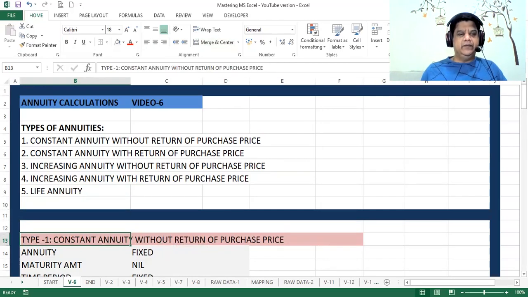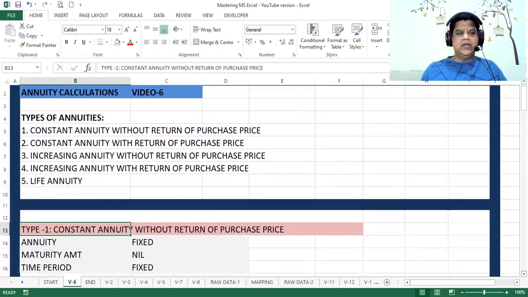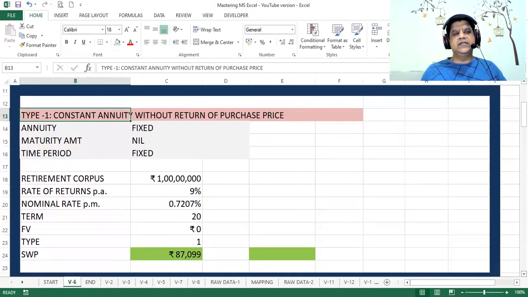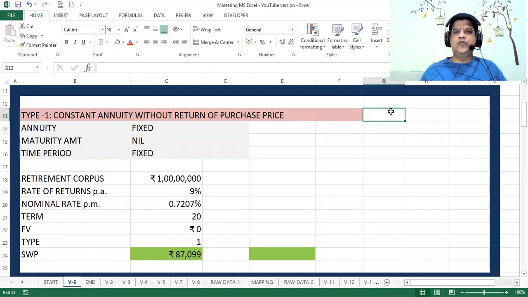What does the first type mean? If I have to ask you type number 1, which is constant annuity without return of purchase price, as the name suggests, what does it mean? It means that the annuity is going to remain constant and there is no return of purchase price. What is return of purchase price? The amount which you give to an annuity company for starting the annuity, there is a provision that that entire amount can be refunded back to you. Obviously, the rate of annuity is lower there. So let's do the calculations.